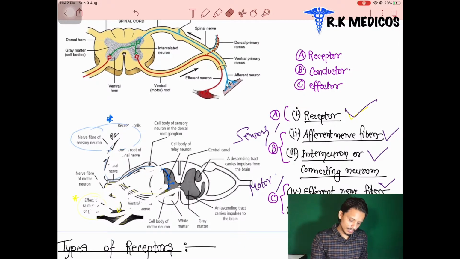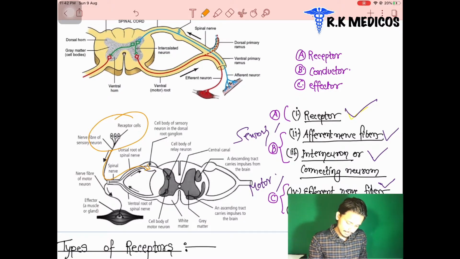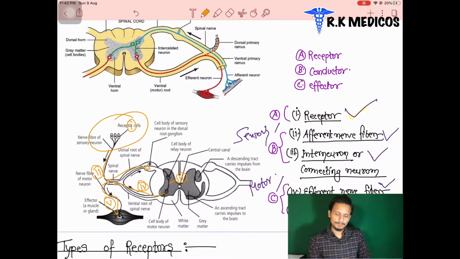Now I'll show you. You can see here, from the sensory part they are moving inside the spinal cord. That is first. Next, the interneuron, that is the third one. The receptor is the first one. This is the second one, the afferent neuron. After that, these fibers are moving outside. That is the fourth one, and they are coming into the effector part. That is the fifth one. So this is so simple.